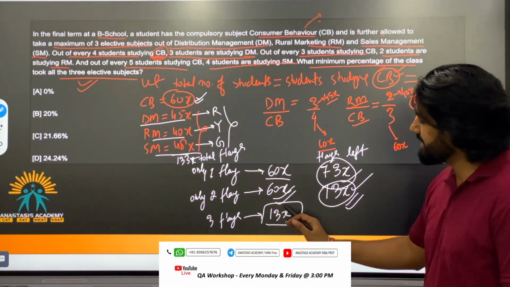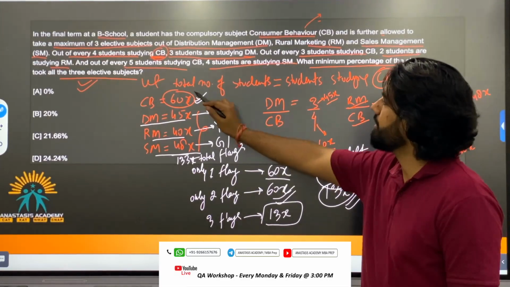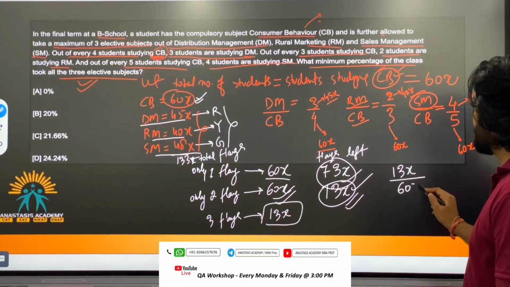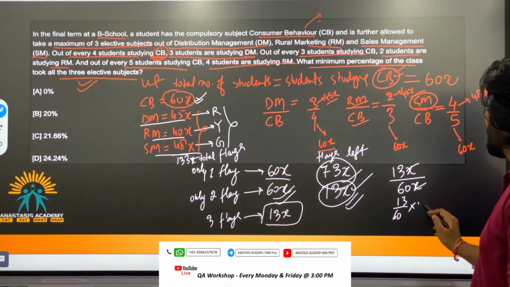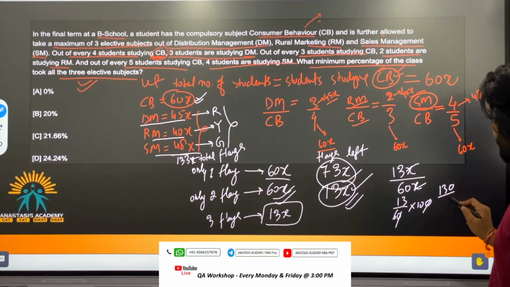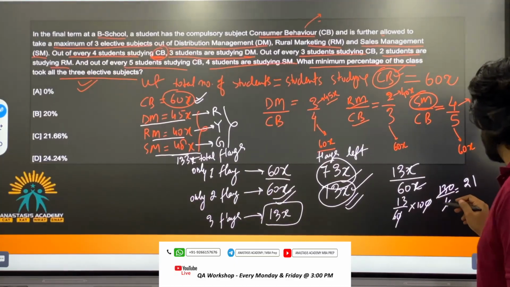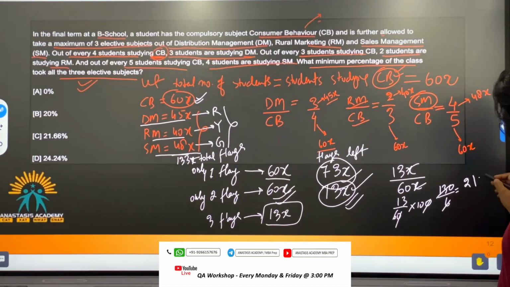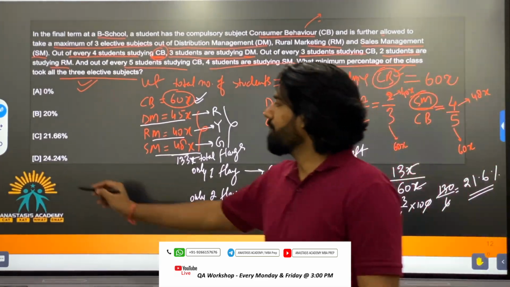So the minimum percentage would be 13x out of the total students 60x. This percentage would be 13 by 60 into 100, which is 130 by 6, that is 21.6%. So the correct answer to this question would be option C.